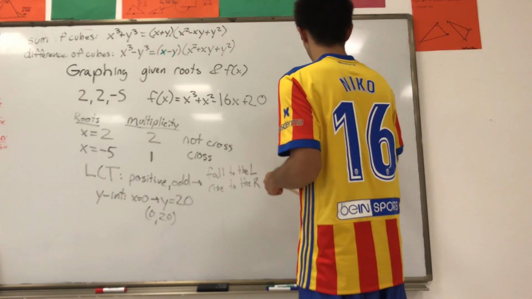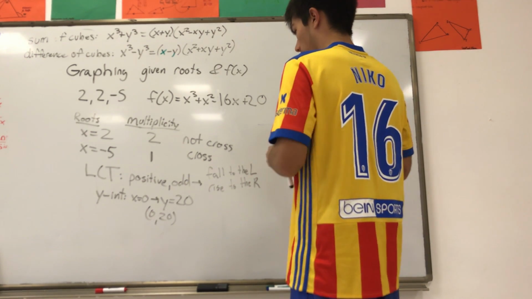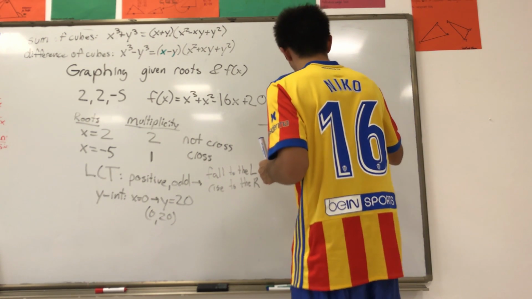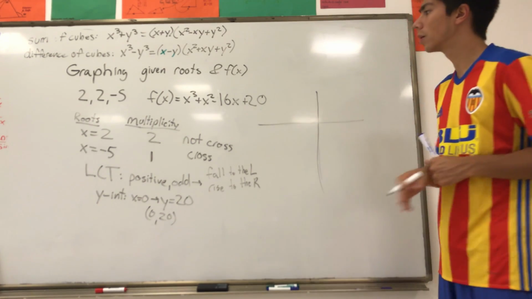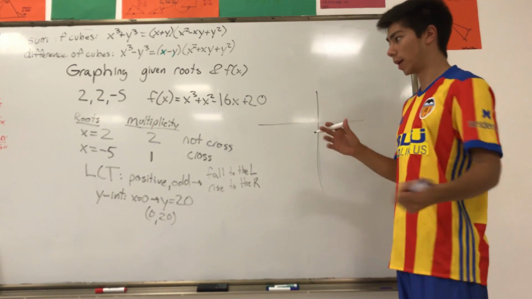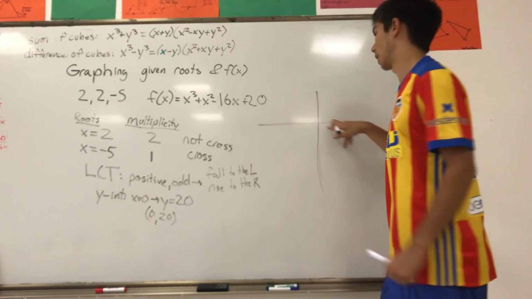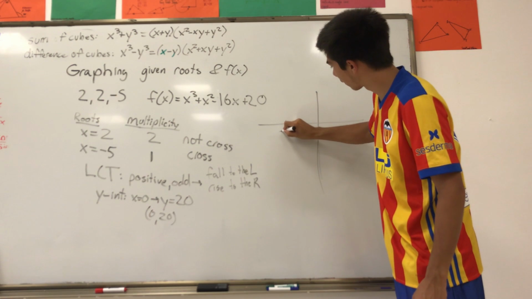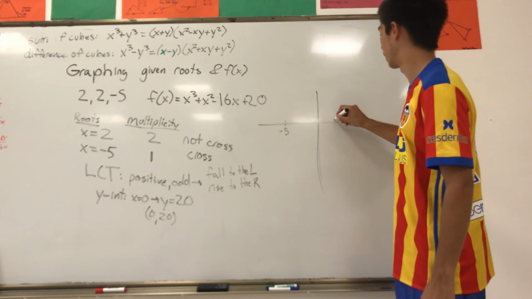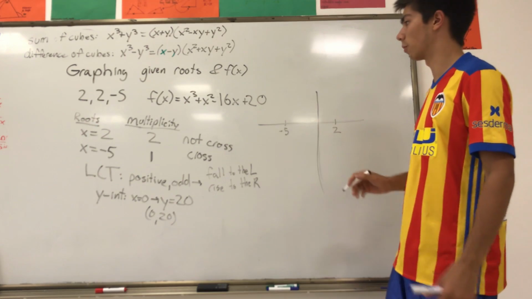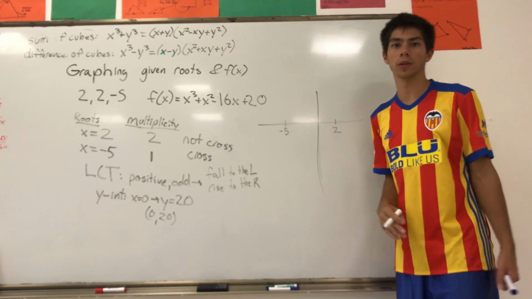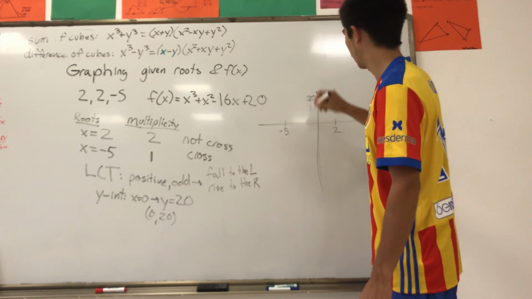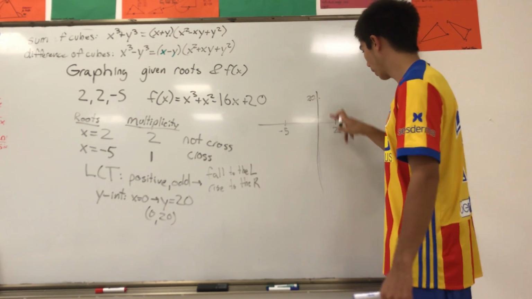I'm going to draw my graph with a marker. Here are my axes. The first thing that we always want to do is find my roots and mark them on the x-axis. So I have a root at negative 5 and a root at 2. You don't have to space them out perfectly as long as you have these two marks. I also know that my y-intercept is at 20, so I'm going to write 20 right there. So I know that I should go through here, here, and here.